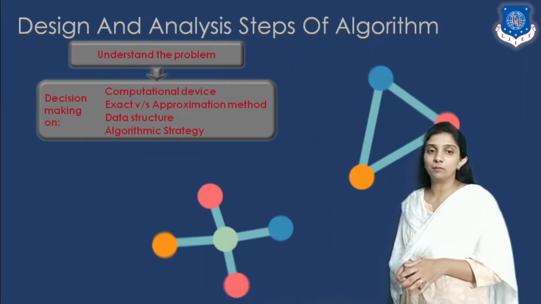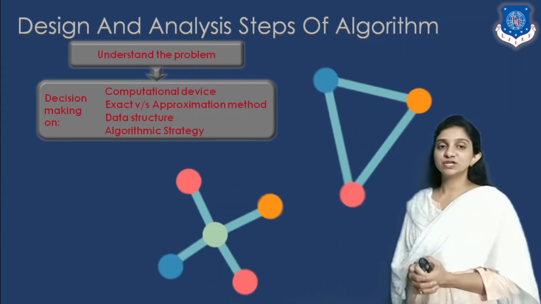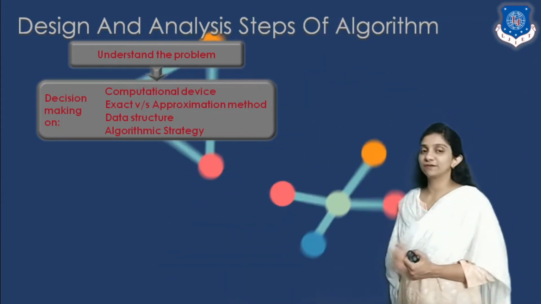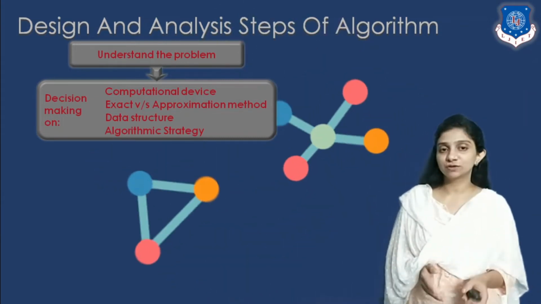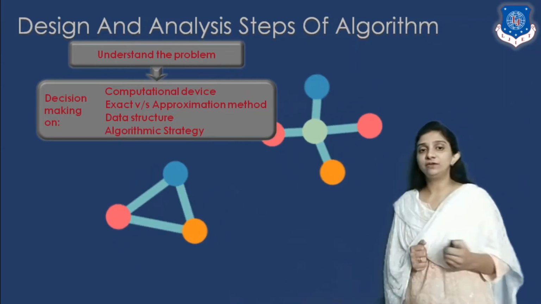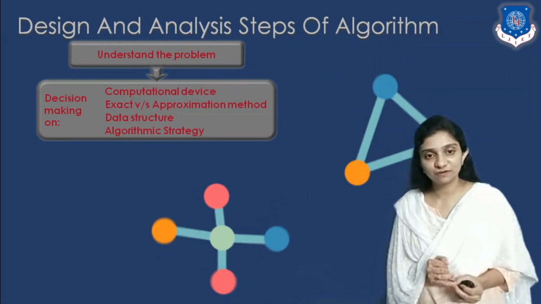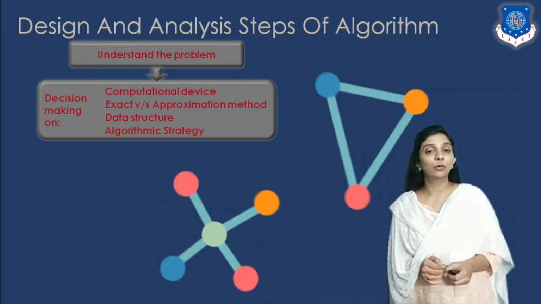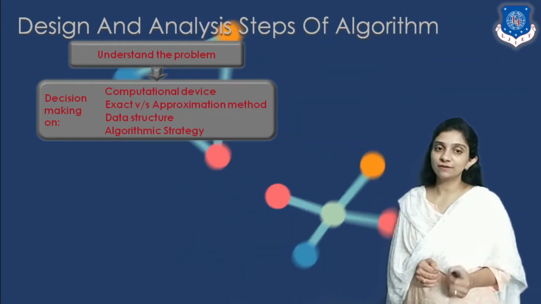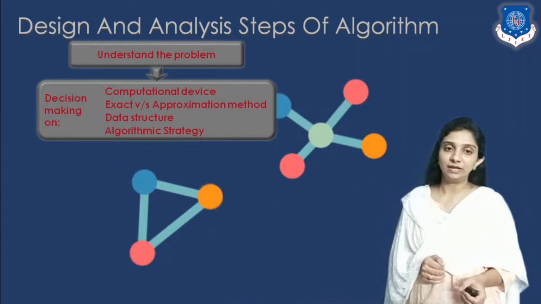The third decision that you should make is on data structure. Which data structure you are going to use in your algorithm. For that purpose, you know the basic data structures. There are two types of data structures, linear and non-linear.